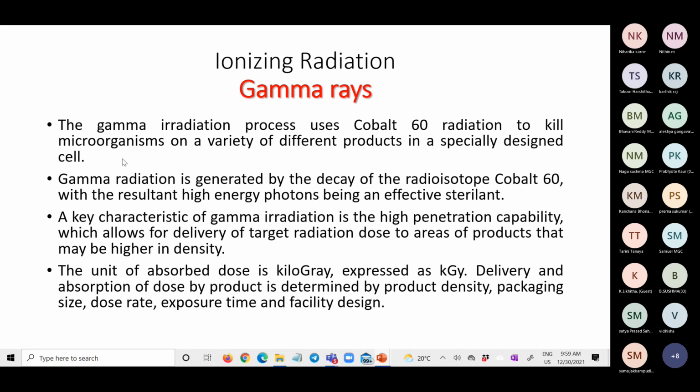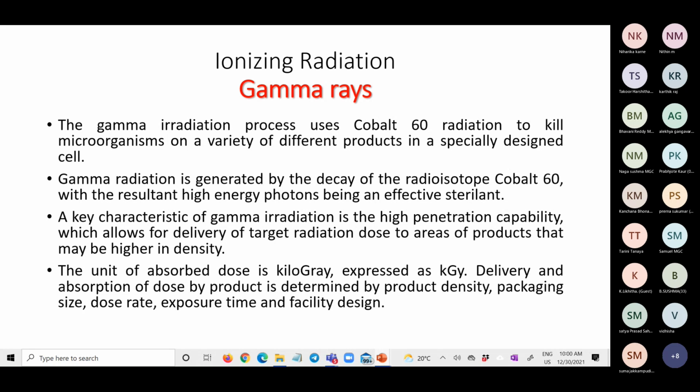The gamma radiation process uses cobalt-60 radiation to kill the microbes on a variety of different products in specially designed cells. Gamma radiation is generated by decay of cobalt-60, with the resultant high energy photon being an effective sterilant. That means we are using the radioisotope cobalt-60, which is getting decayed, and after its decay the high energy photons come, and these photons will be used as a sterilant.